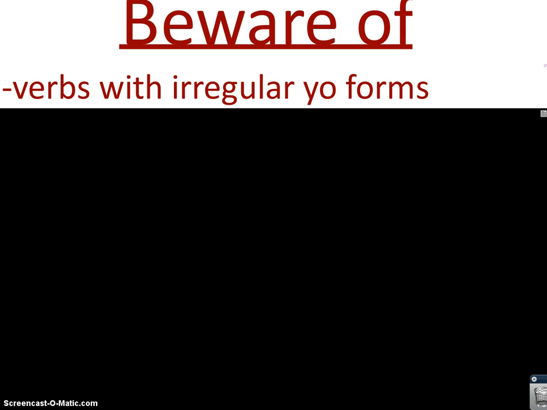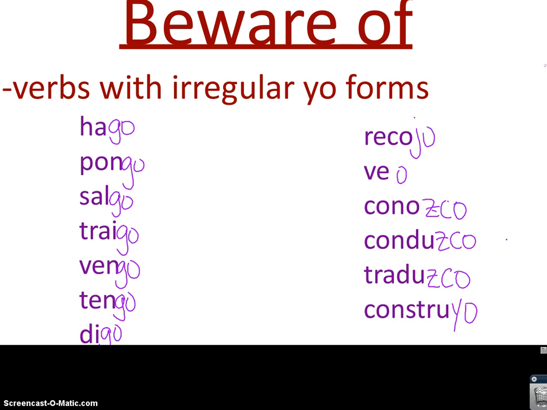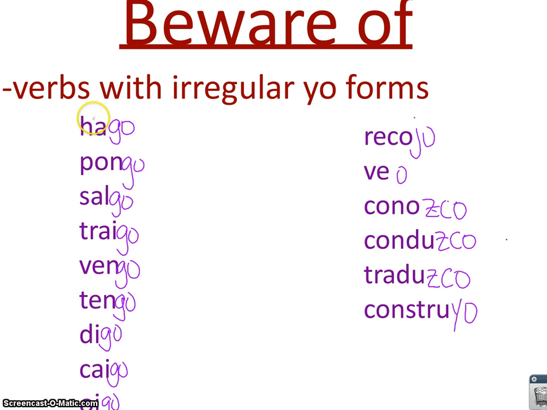But you have to be aware of verbs with irregular yo forms. Look at your list of the verbs I've already started and fill in the yo forms that you believe they are. Do it in pencil, so you can change them if you must, but I'm about to show you. They are these in this left-hand column. I don't know if you guys can see all of this one.